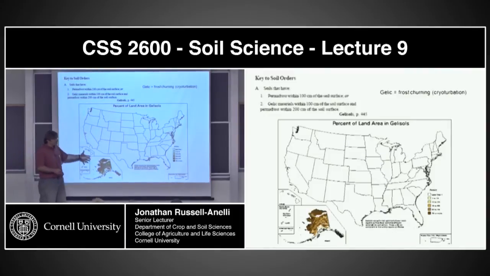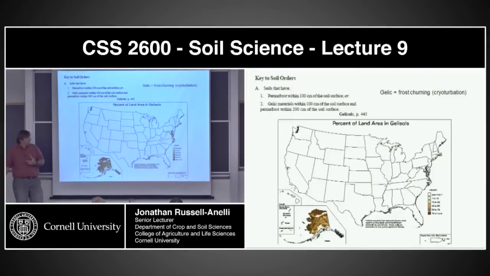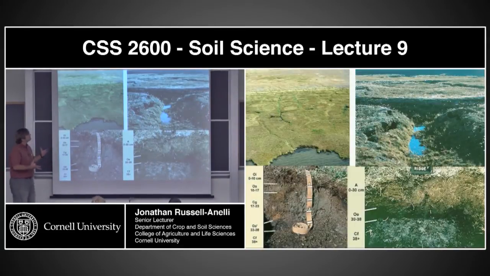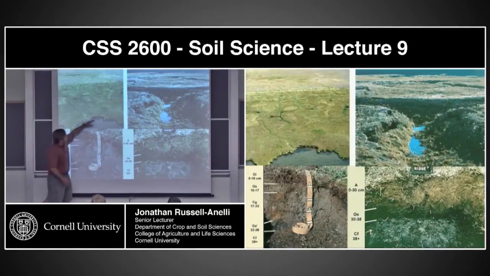This is a map just showing the distribution across the world, across the United States, and this is what these soils look like. This is what that landscape looks like. This is sort of an aerial photo of a larger expanse. Here's some water in here. But do you see these sort of large cracks?